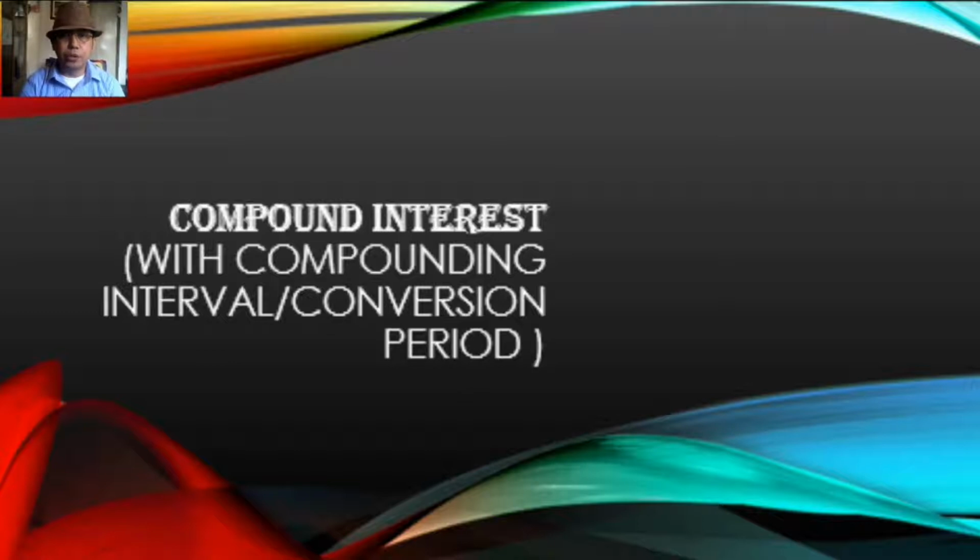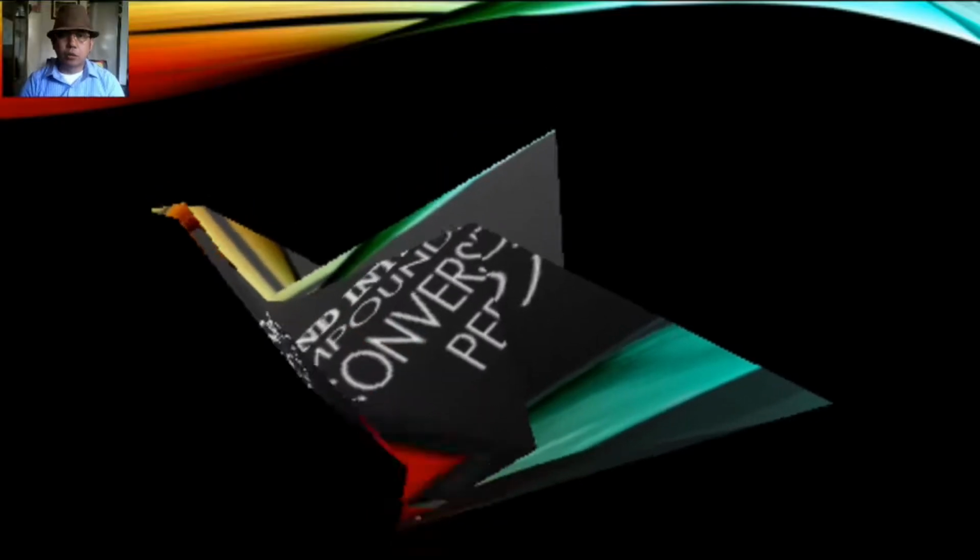Let's continue. So, our focus today is the compound interest with compounding period. Compound interest with compounding period or conversion period or compounding interval. So that is our focus today. And of course, the general equation for the interest. Once again, I'm Agi, your teacher. This lesson is a prerequisite of the succeeding lesson on annuity.